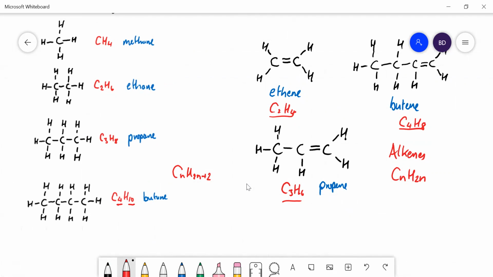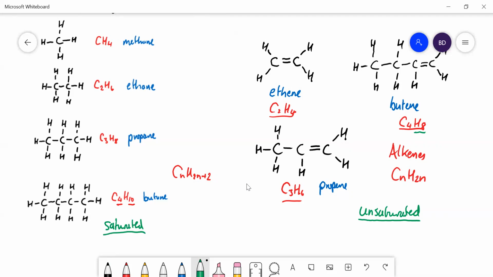And they are called unsaturated. Unsaturated means that they contain a carbon-carbon double bond. If you like, they're not saturated with hydrogen. There's not as much hydrogen in them as there could be, because look, it's only C4H8, whereas the corresponding alkane is C4H10. So that's unsaturated alkenes, and the alkanes are called saturated hydrocarbons. So there's 2 fairly important words to know.